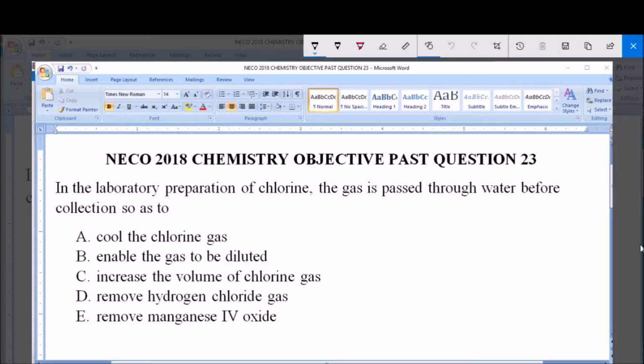I will be answering NECO 2018 Chemistry Objective Past Question 23. In the laboratory preparation of chlorine, the gas is passed through water before collection so as to: A. Cool the chlorine gas, B. Enable the gas to be diluted, C. Increase the volume of chlorine gas, D. Remove hydrogen chloride gas, and E. Remove manganese(IV) oxide.